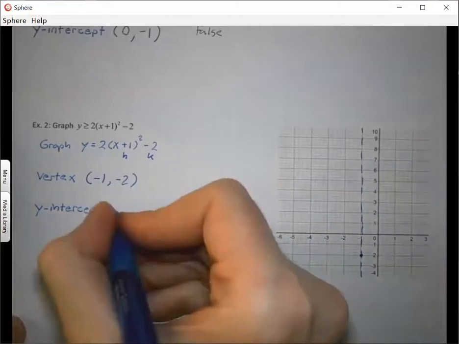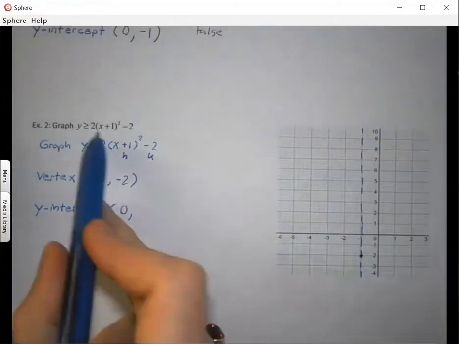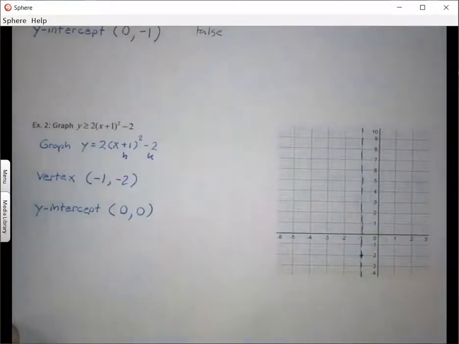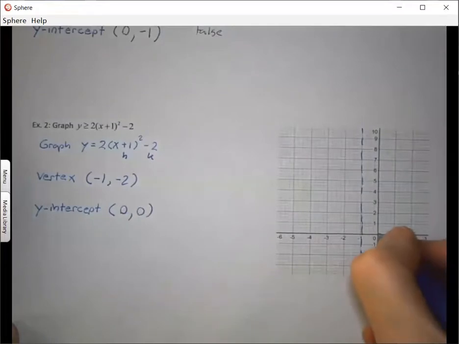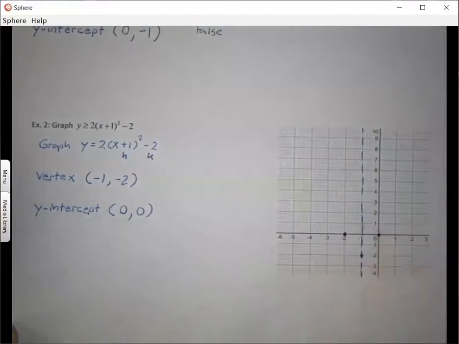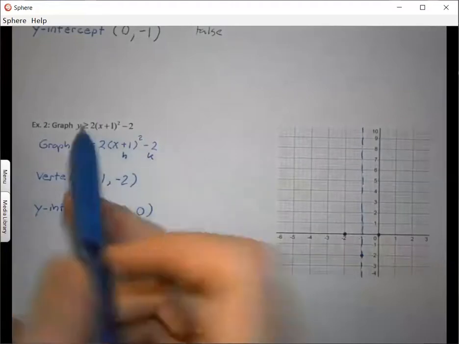Y-intercept, we find the same way. Y-intercept happens when your x value is 0. So we plug in 0, and turns out we'll get 0. So our y-intercept is 0, 0. Reflect over our line of symmetry. Greater than or equal to, so we can use a solid line.